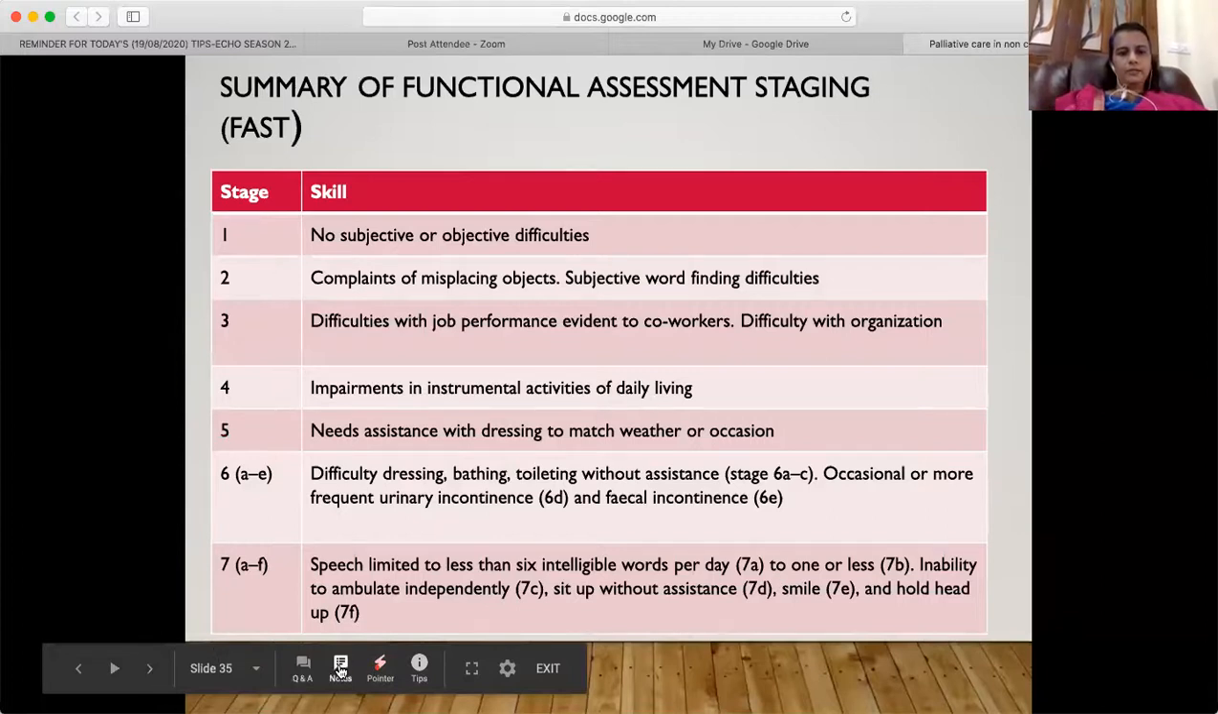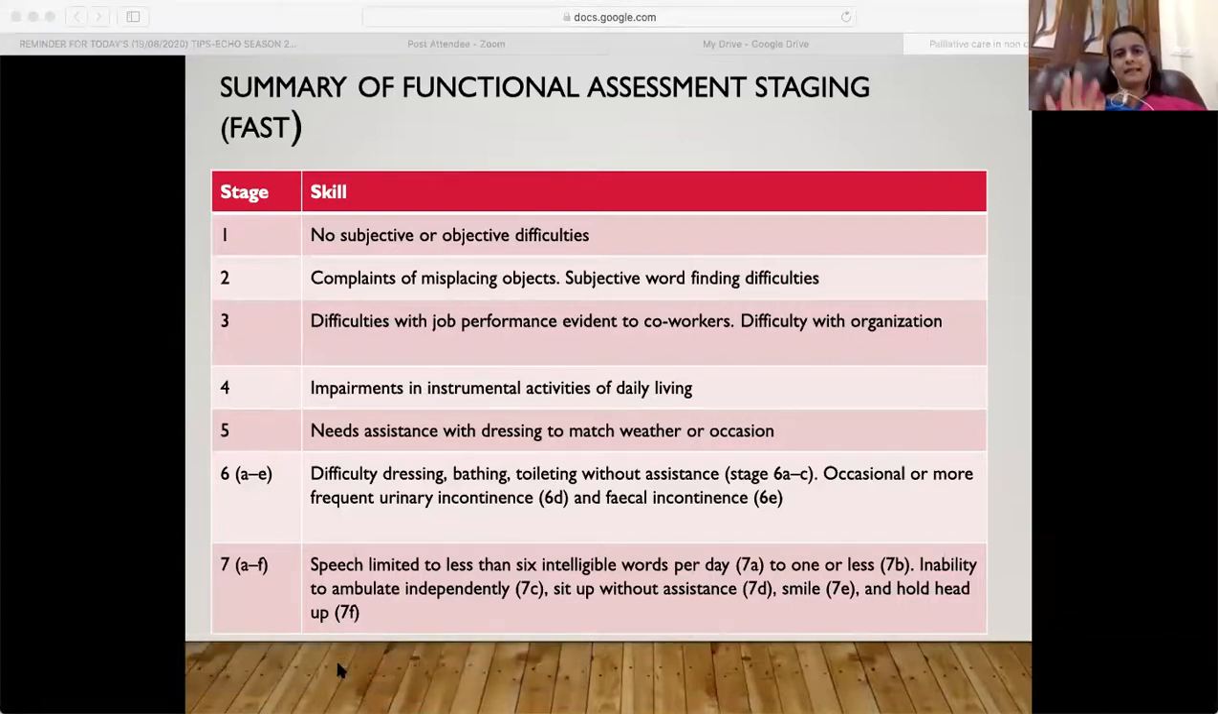I would like to mention a few of the assessment scales that you can use to functionally assess a patient with dementia. So we all know about the diagnosis of dementia with the memory scales and the Mini-Mental State Examination to diagnose the mild, moderate, and severe cognitive impairment. Once they have got a diagnosis of dementia, there are a few scales of measures that can be used.